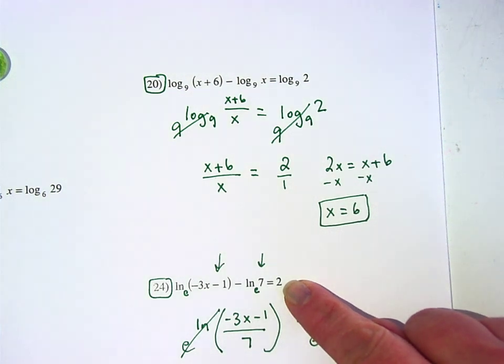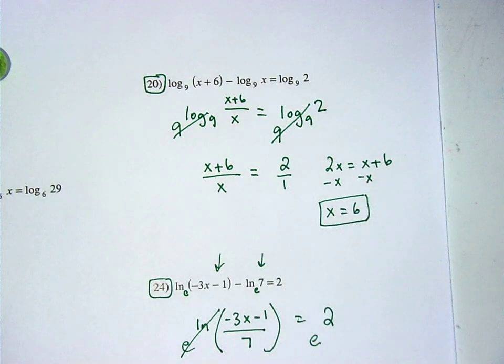So when you get rid of something, it's kind of like if both sides had a 2 and I subtracted 2, they'd both zero out. But if one side had a 2 and the other side had an 8, then that doesn't cancel out and you've got to do that stuff.